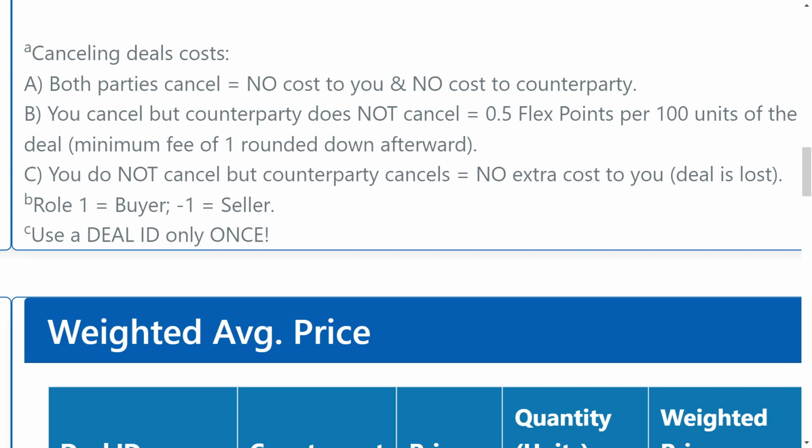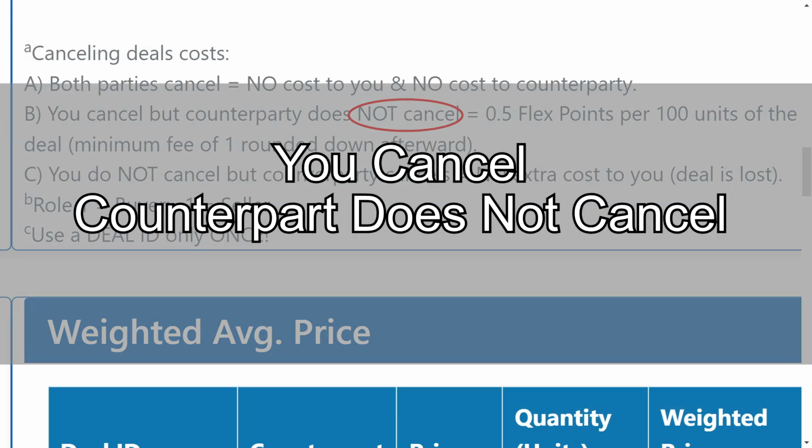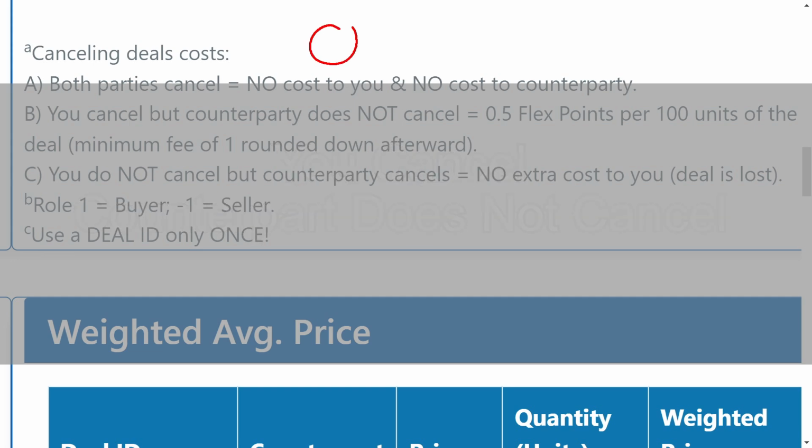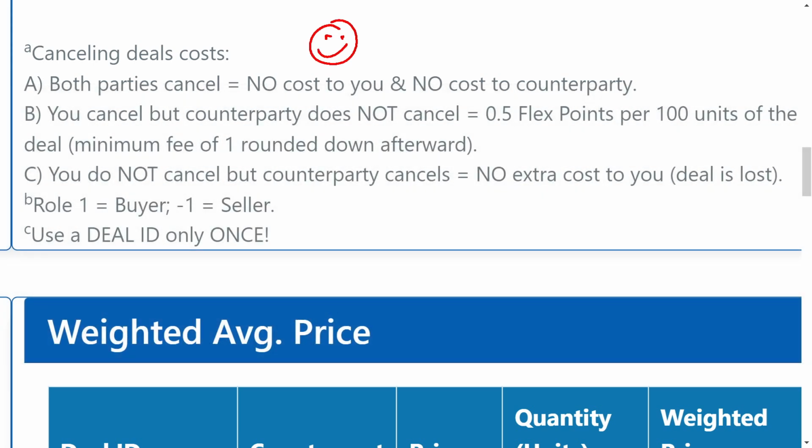The second case is case B. You cancel, but the other party, the counterparty, does not cancel. So that means that you cancel, but the other side does not agree to cancel. So if we look at that kind of situation, it's something like this. We have a group, like maybe your group is group 22. And here's another group, maybe this is group 30. And you go ahead and you send a deal, and they send a deal, so the deal is agreed to.